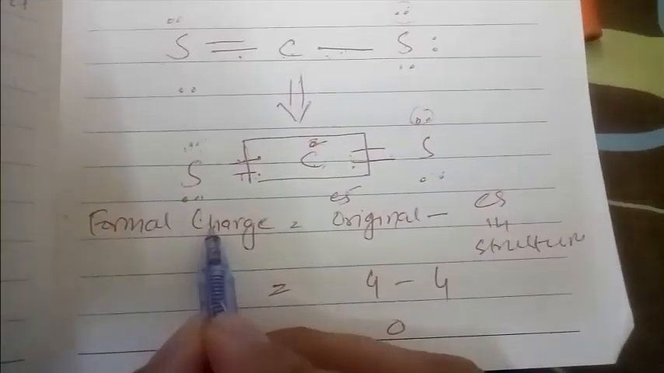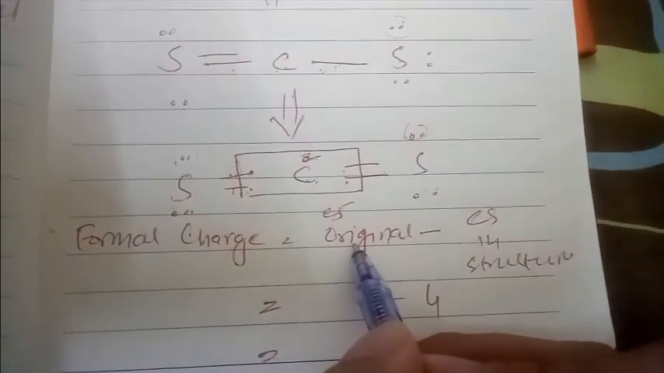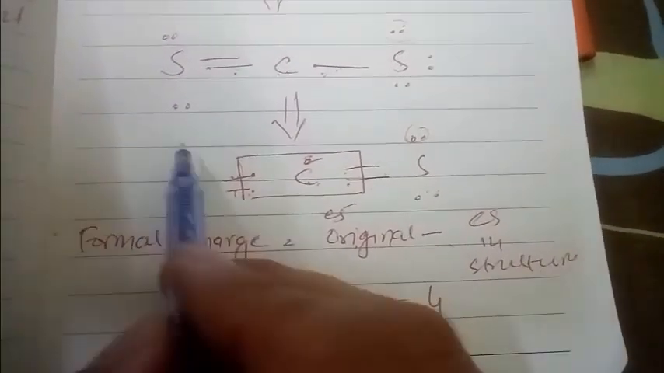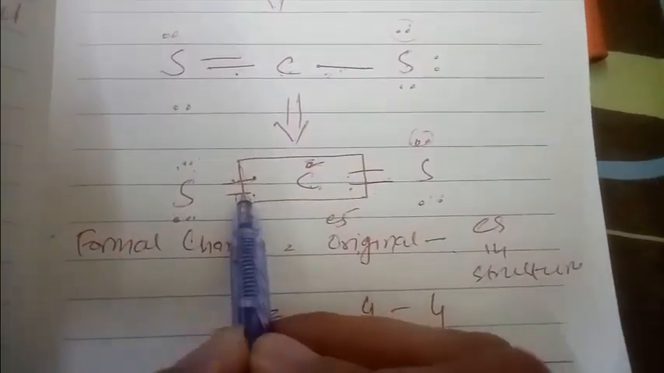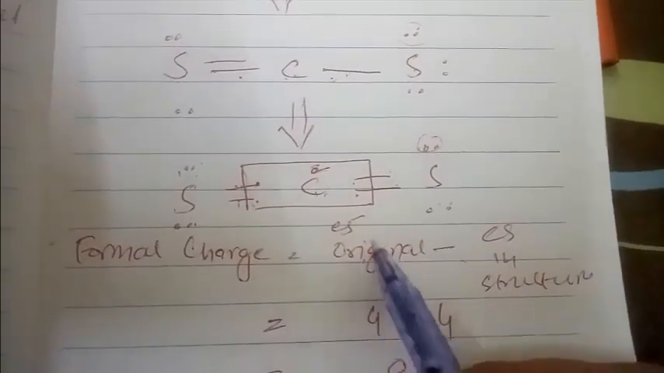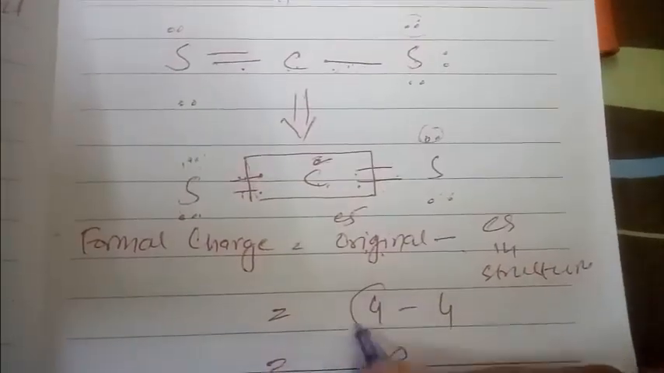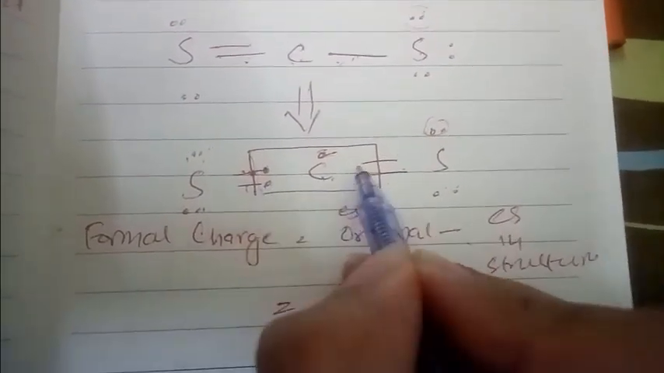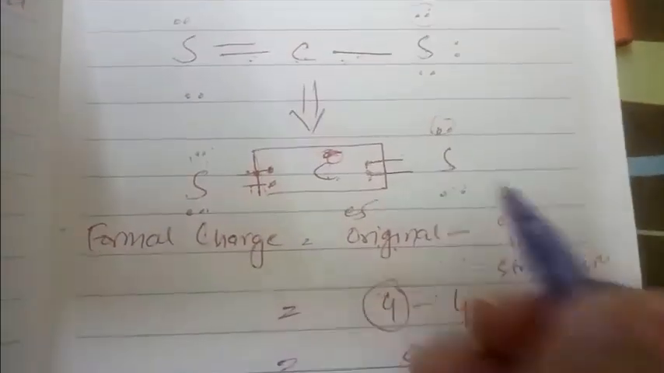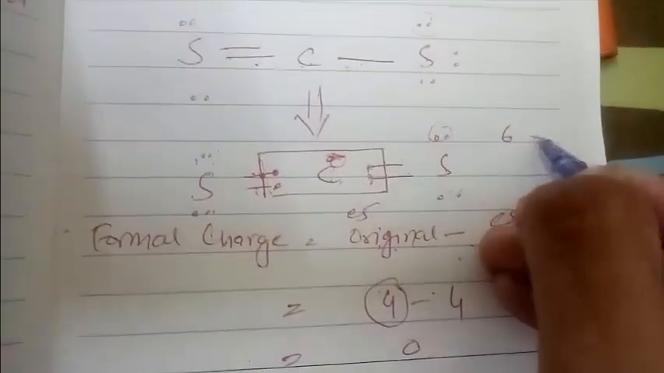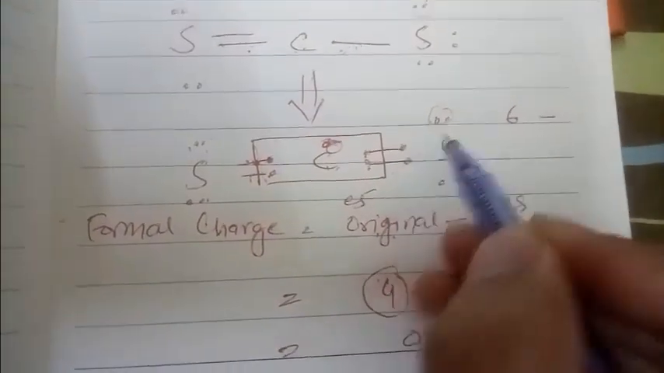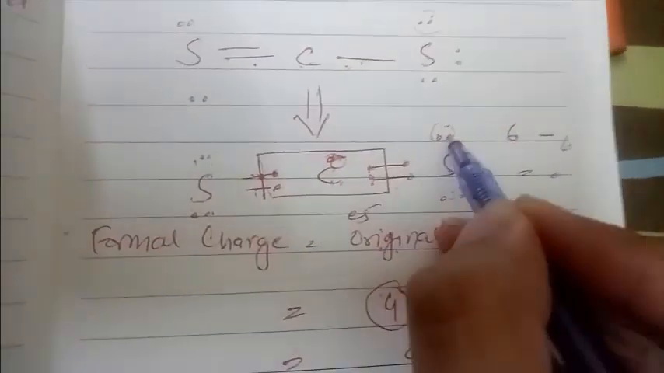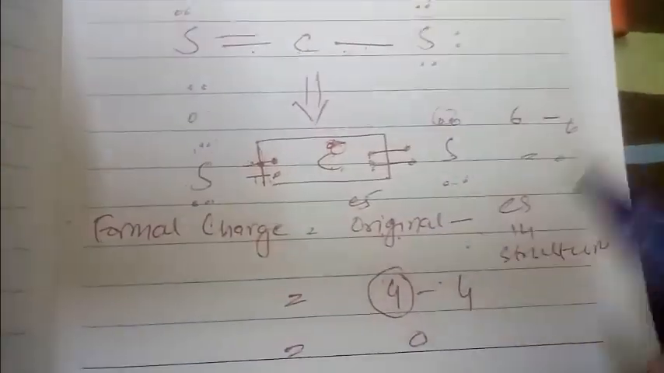Now the last step was we have to calculate the formal charge. The formal charge was the original electrons minus the electrons in the structure. So again I just draw the structure to find the individual contribution. For this carbon, the original valence electrons were 4, and in this structure it has 1, 2, 3, 4. So 4 minus 4, 0. So carbon has 0. Similarly for sulfur, original is 6, and in this structure it is 1, 2, 3, 4, 5, 6. 6 minus 6, 0. 0, 0. So this is a stable structure for carbon disulfide.